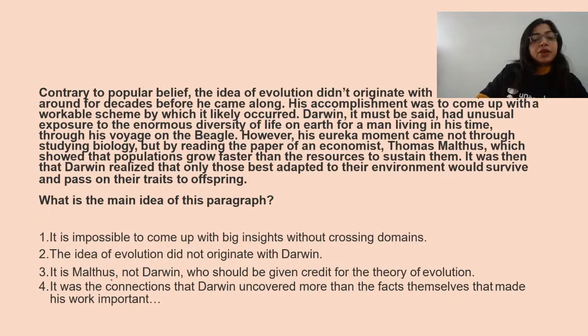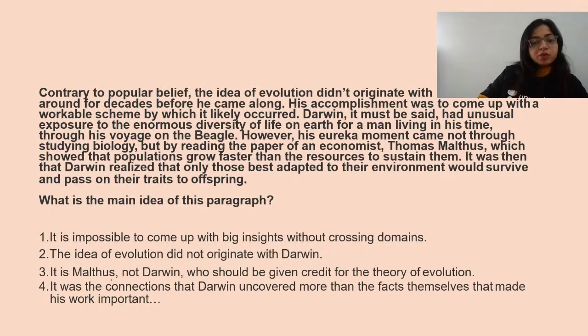It was then that Darwin realized that only those best adapted to their environment would survive and pass on their traits to offspring. Okay, so when he read that paper by economist, he realized that only those best adapted to their environment would survive and pass on their traits to offspring. The saying, what is the main idea of this paragraph?